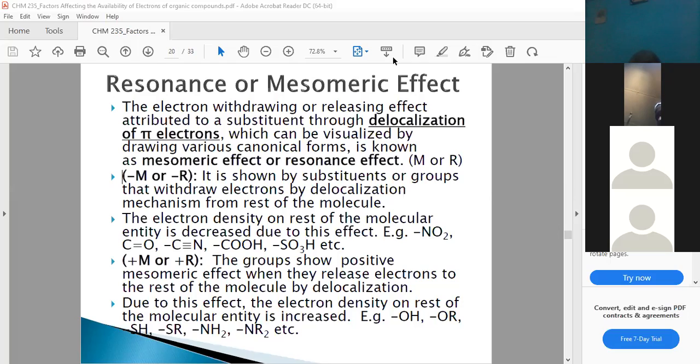Then you can also have positive mesomeric or resonance effect. That's when you have a group donating electrons towards the molecule. They release electrons to the molecule by delocalization. Examples of such groups include hydroxyl, alkoxy, thiol, and so on and so forth.